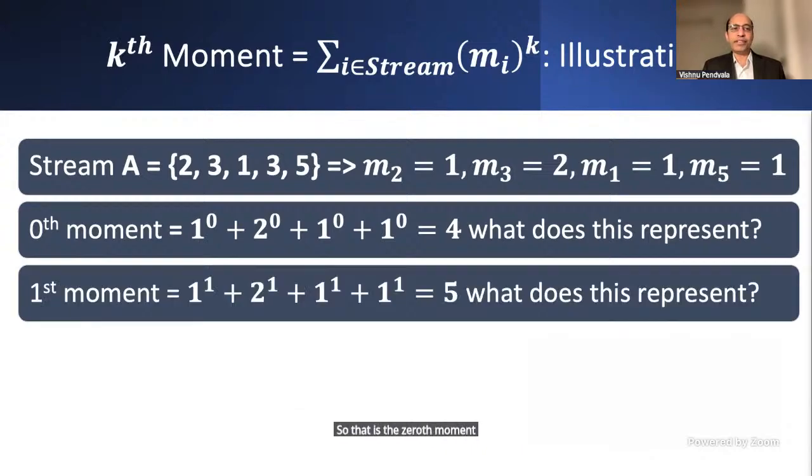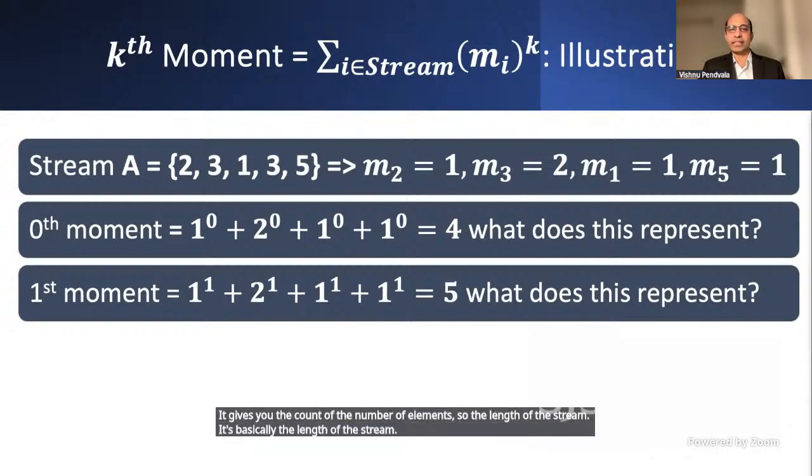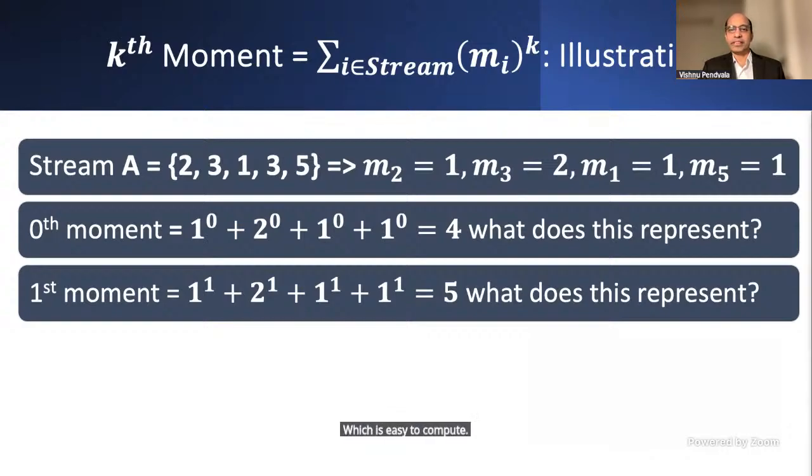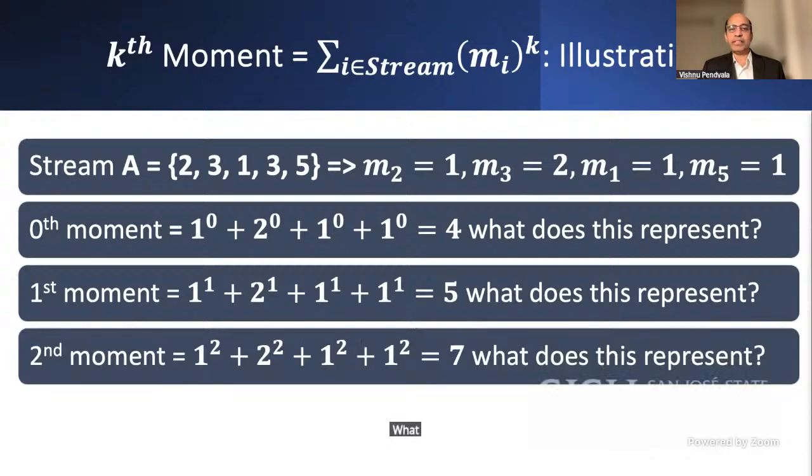So what is the first moment? What does the first moment represent? It gives you the count of the number of elements. So it's basically the length of the stream, which is easy to compute. What does the second moment tell you? It tells you how uneven the distribution is, right?